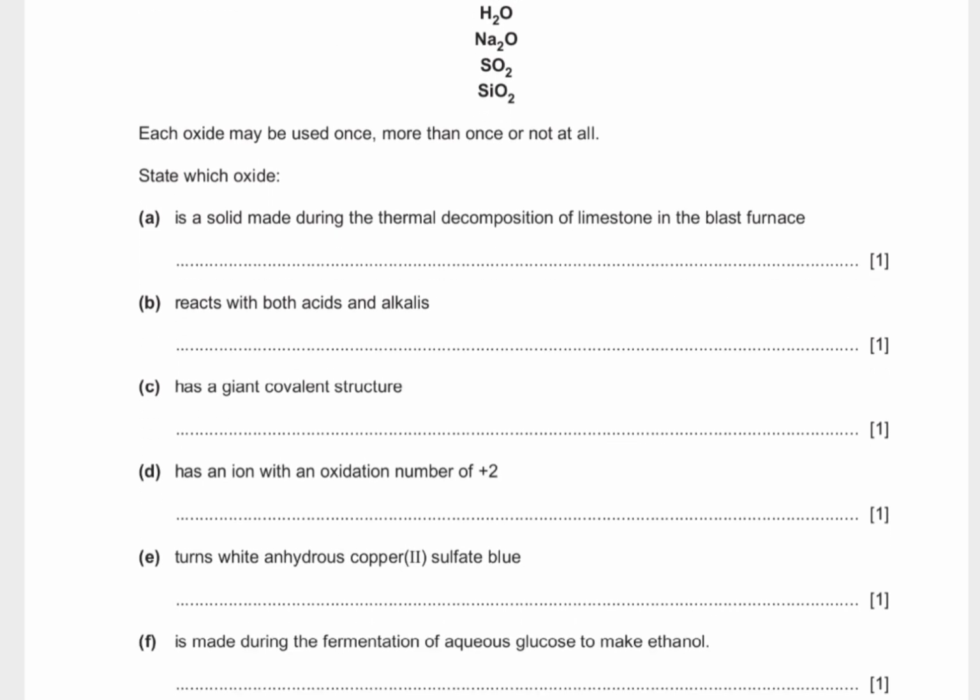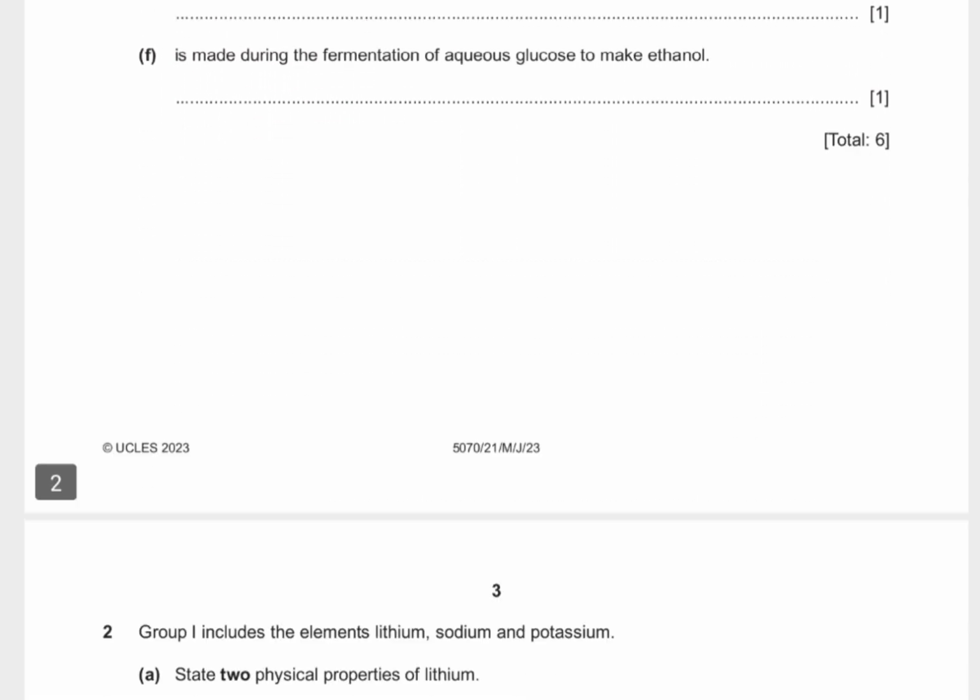Turn white anhydrous copper sulfate blue. The thing which can turn anhydrous to hydrous is water, because hydrated copper sulfate has a blue color, so it converted with the help of water. Is made during the fermentation of aqueous glucose. Glucose is C6H12O6. When it fermented it gives you methanol and it gives you carbon dioxide.